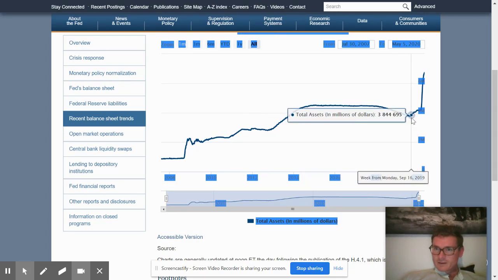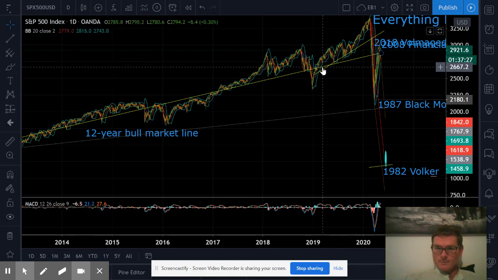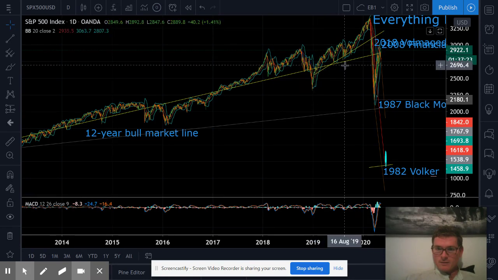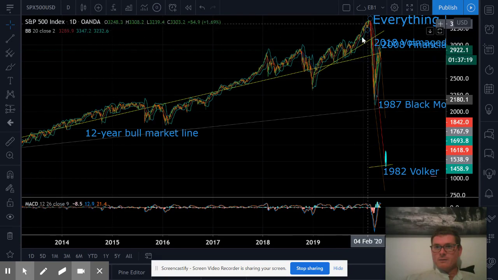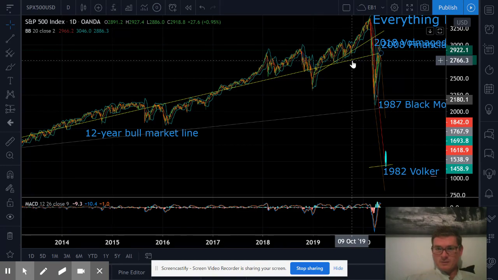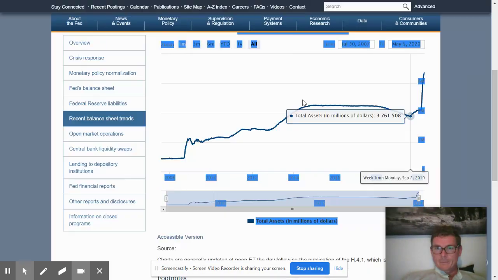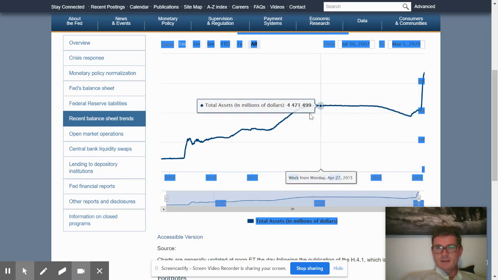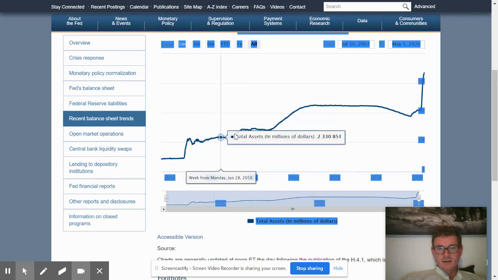And then where does this go? September of 2019. So it was out here. Yeah, right here during this parabolic up move, September 2019. Yeah, so the Fed balance sheet versus the moves in the stock market is pretty close.